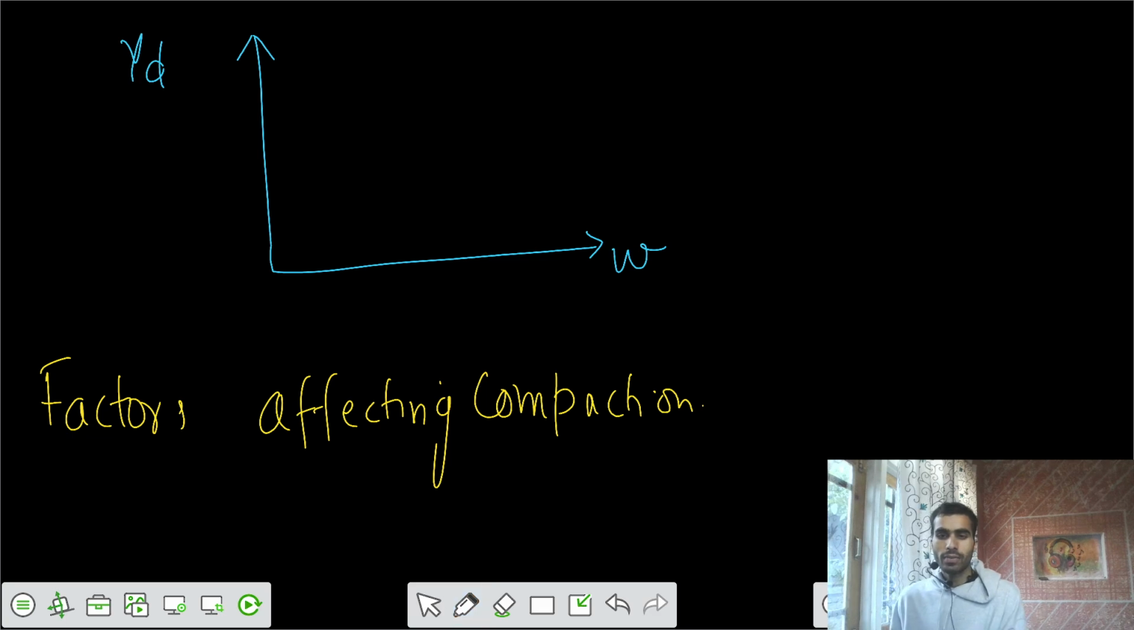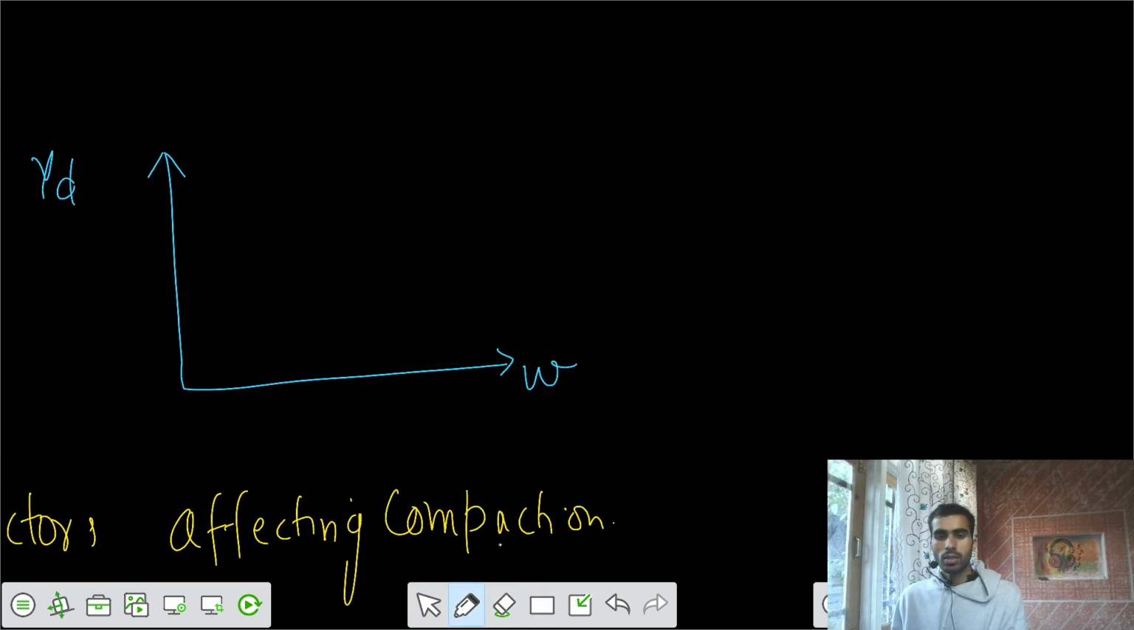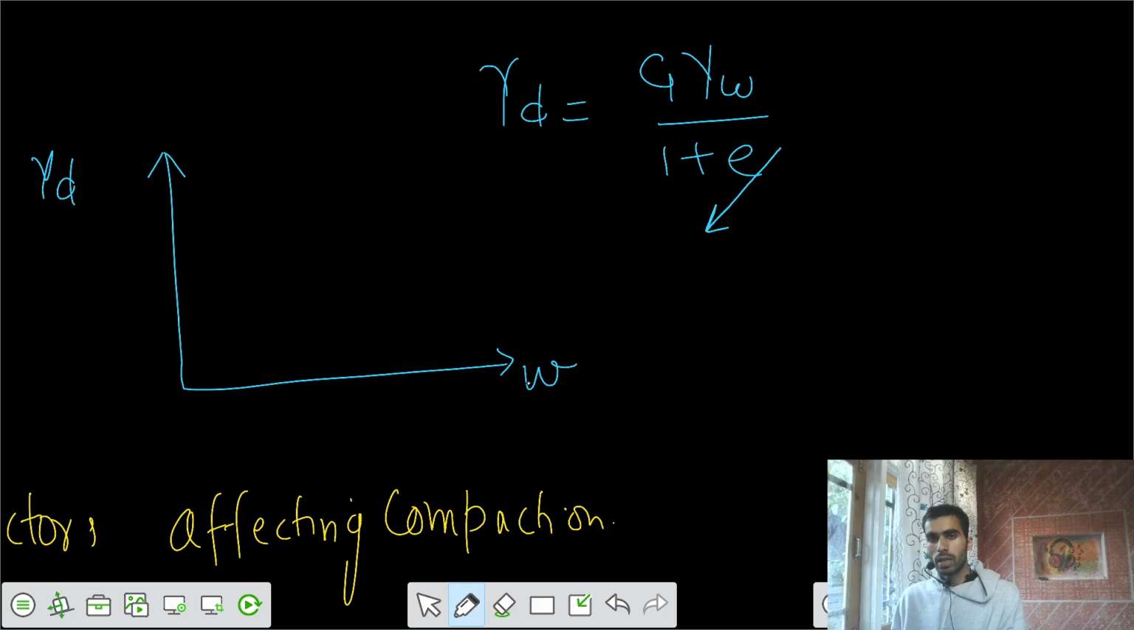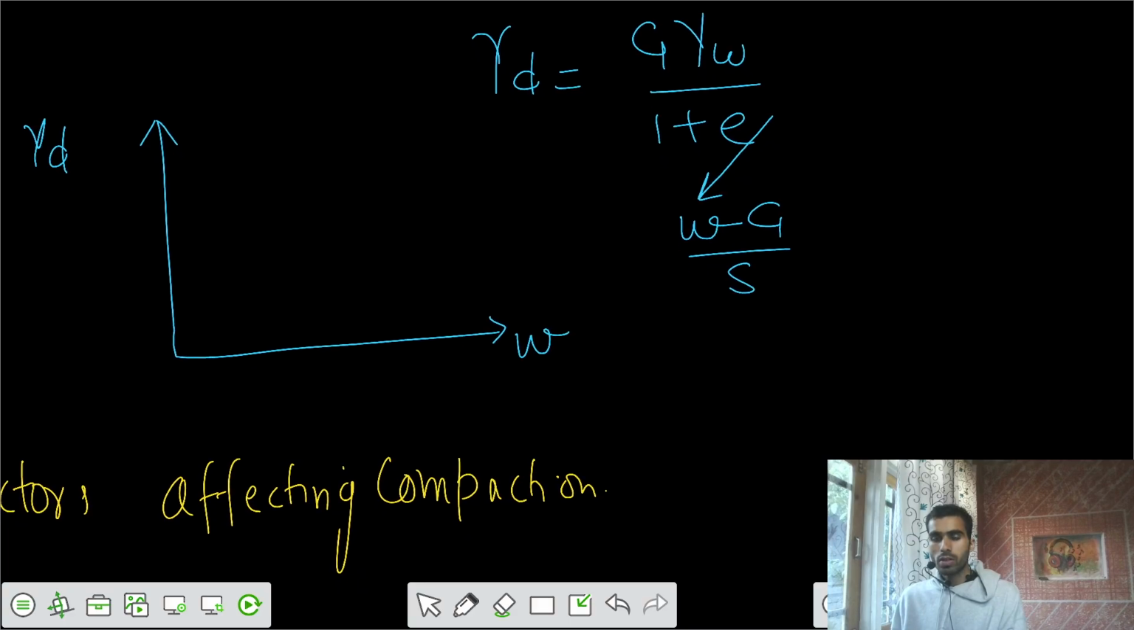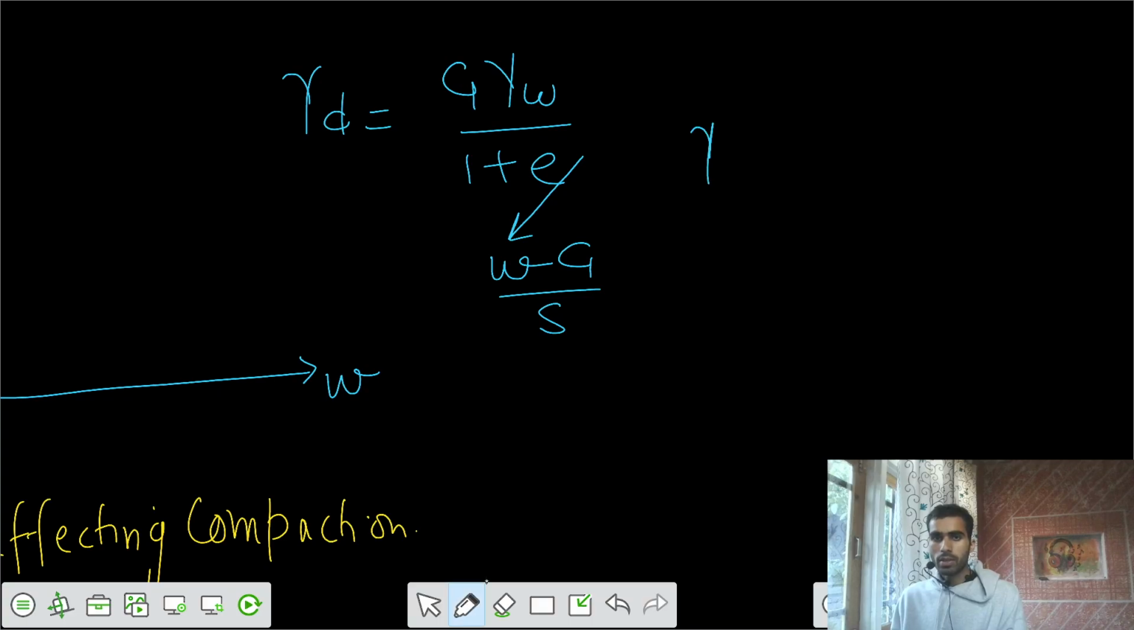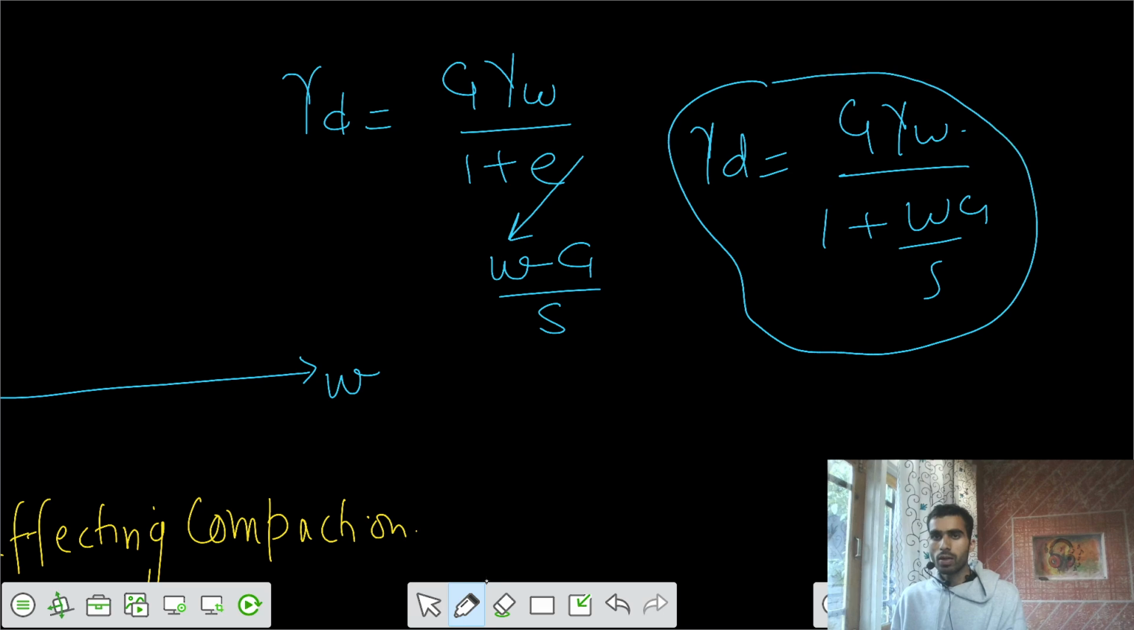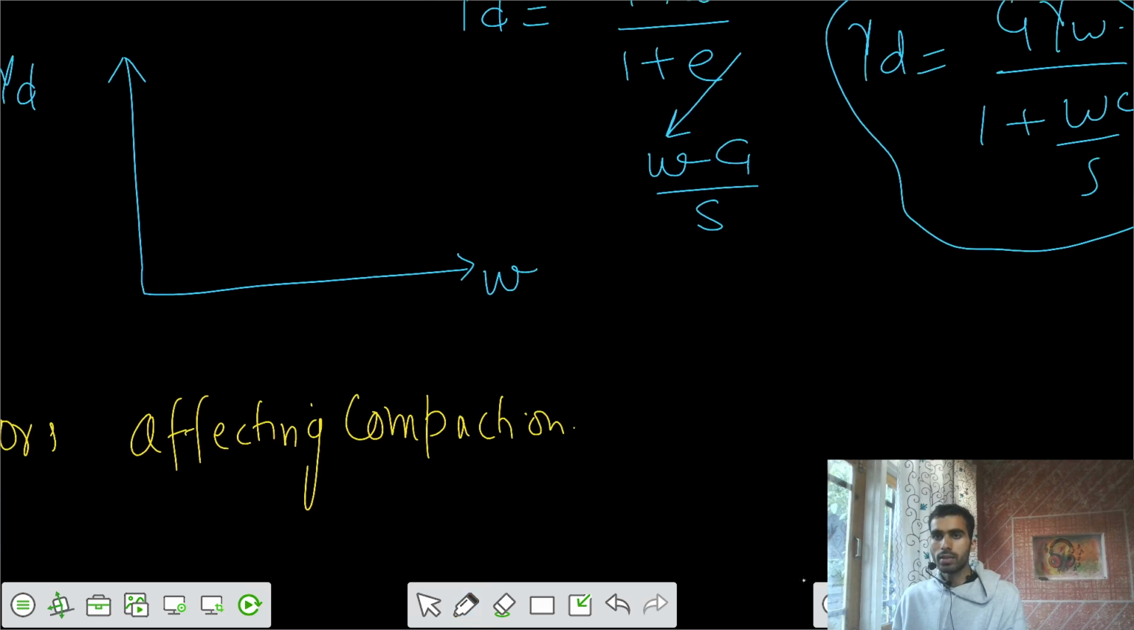Do you know the equation for gamma dry? It is G gamma W by 1 plus e, and at a particular value of water content, we can write e equals to wG by S. So we can write this equation as gamma dry equals G gamma W divided by 1 plus wG by S. So one of the variables in the dry density is the water content.